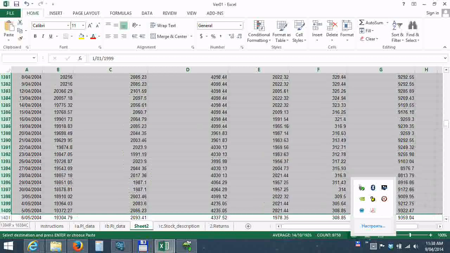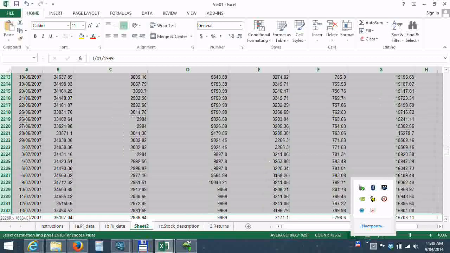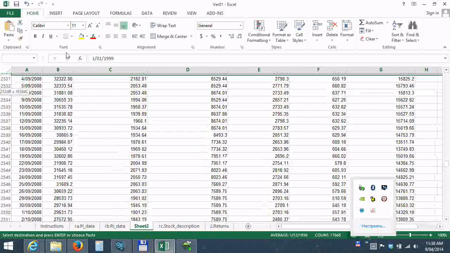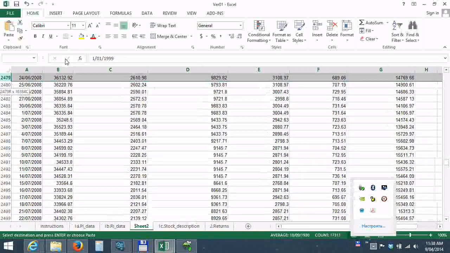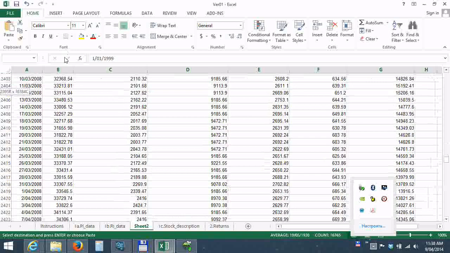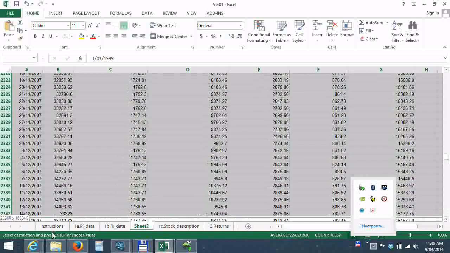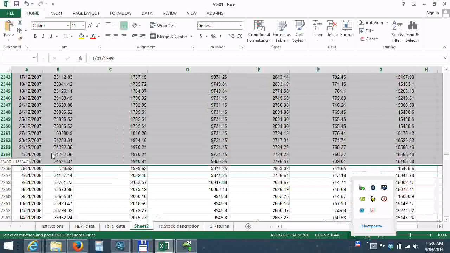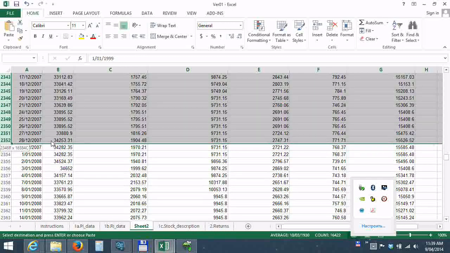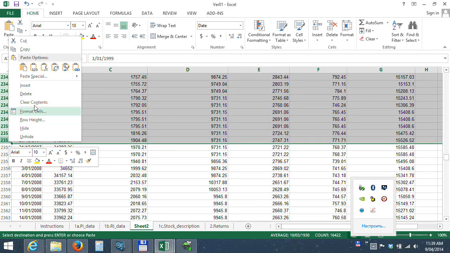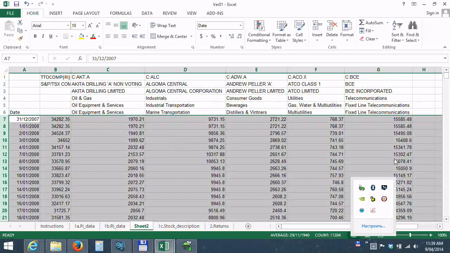I'll keep the financial crisis just to give you an appreciation of the difference between when markets are in distress and when markets are in their normal state. I'm going to leave the last date of 2007 to be able to estimate the return for the first day of 2008. I'm going to delete all of this.